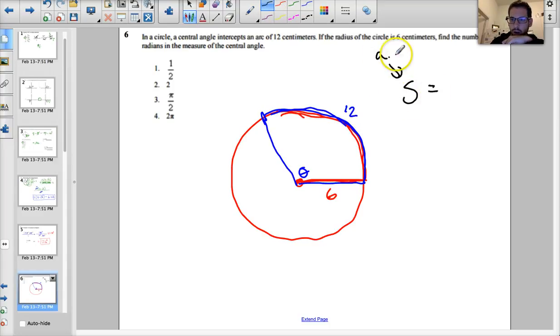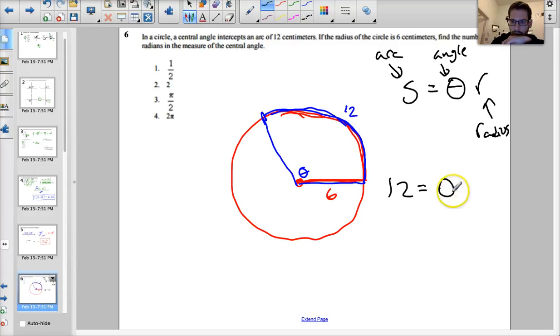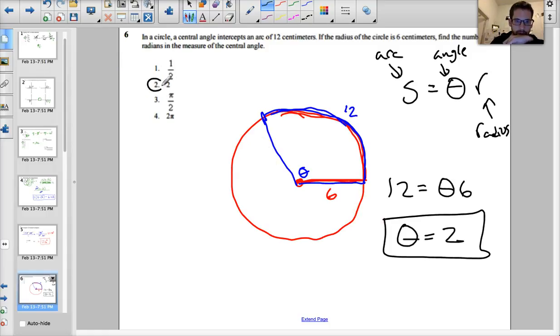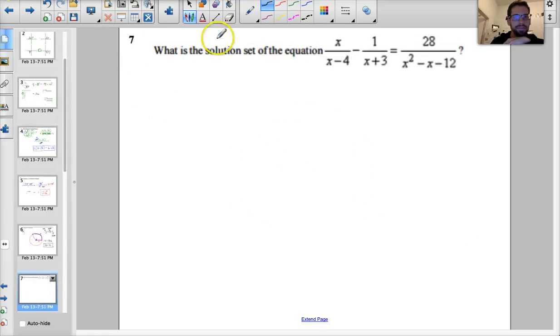this is my arc, equals theta, which is my angle in radians, times r, which is my radius. So if my arc is 12, that's going to be equal to theta times r, and r in this case is 6. Divide both sides by 6, and I get theta equals 2. So I've got 2 radians. Should make sense.